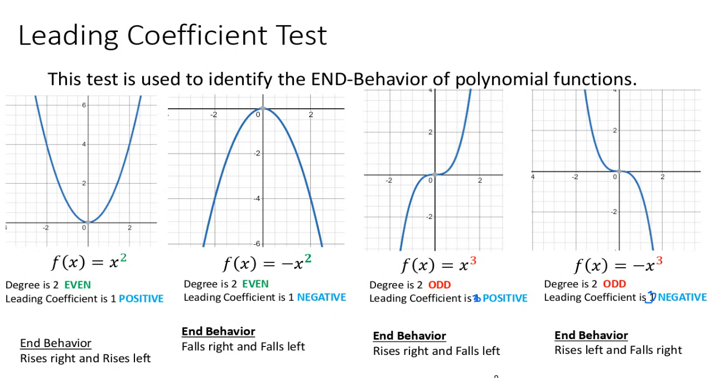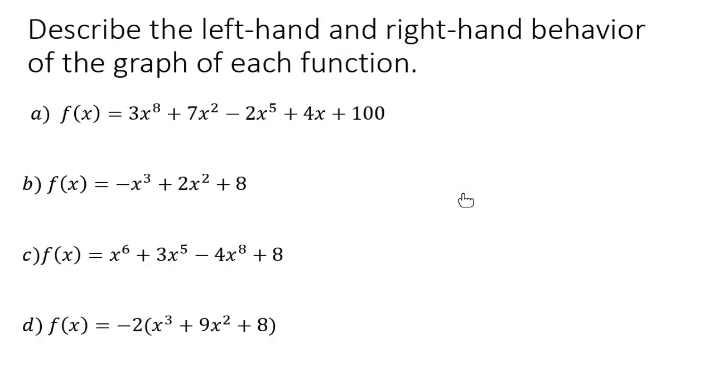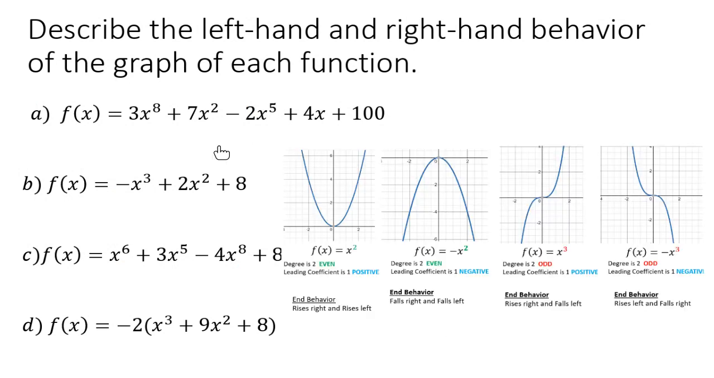And so how can we use these graphs? Let me give you an example. So one of the questions on WebAssign that you'll be seeing is to describe the left hand and right hand behavior. And so if we look at this polynomial, the first one, if you have these 4 pictures in your mind of what they do, then we can use that to help answer this question. The degree here is 8 because 8 is the largest power that we see, and the leading coefficient is 3. So notice that 8 is even and 3 is positive.